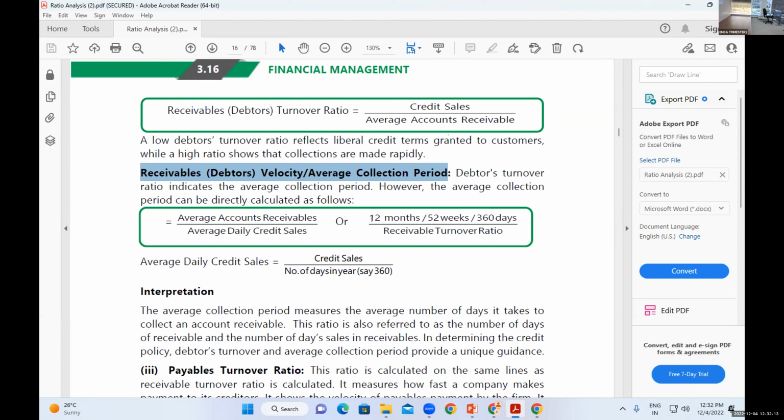If you have an answer like 12 months divided by 2 is equal to 6. Another company is having 12 months divided by 12 is equal to 1. Which company is better?